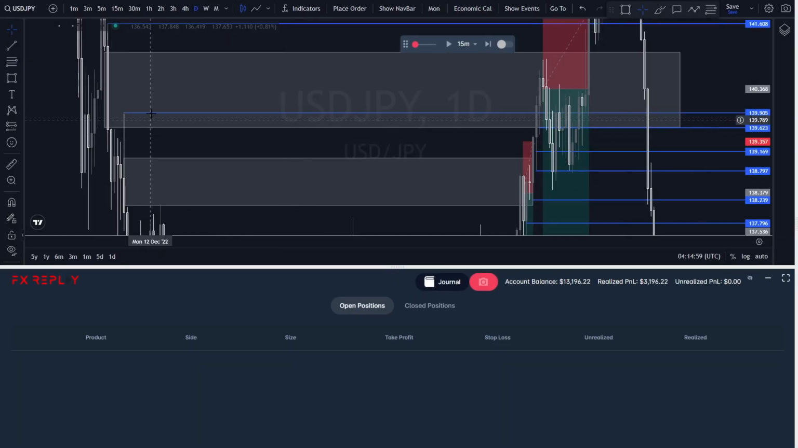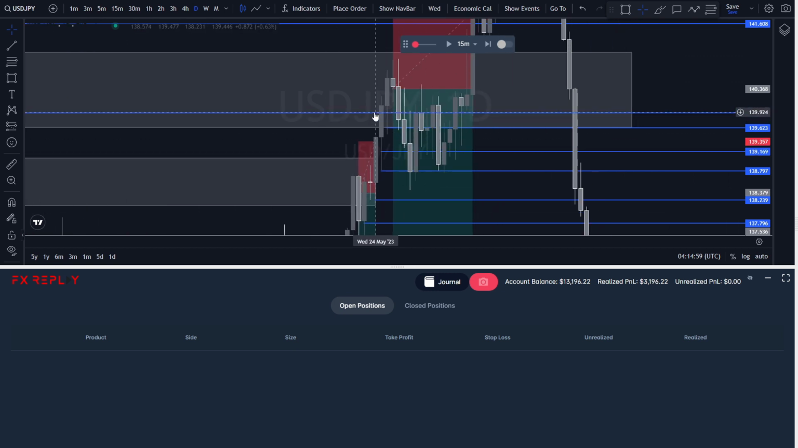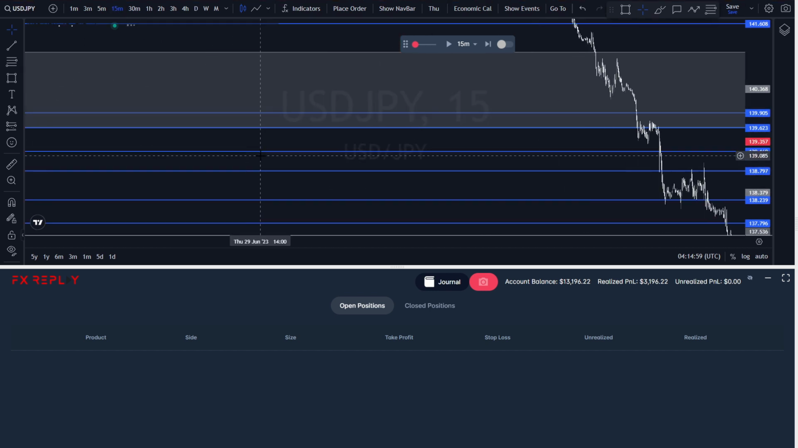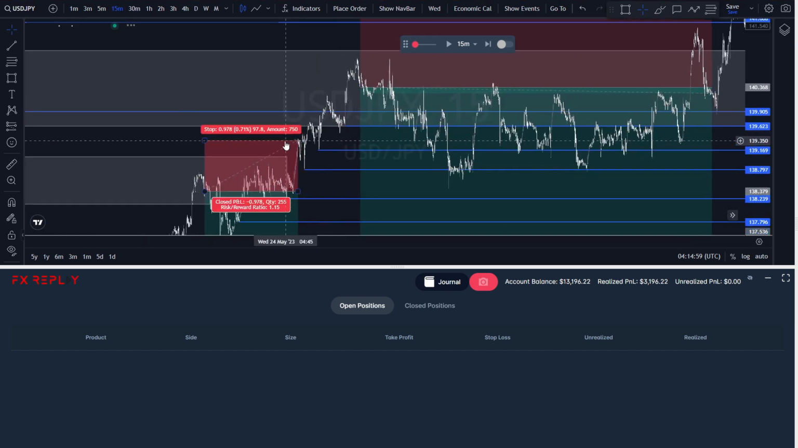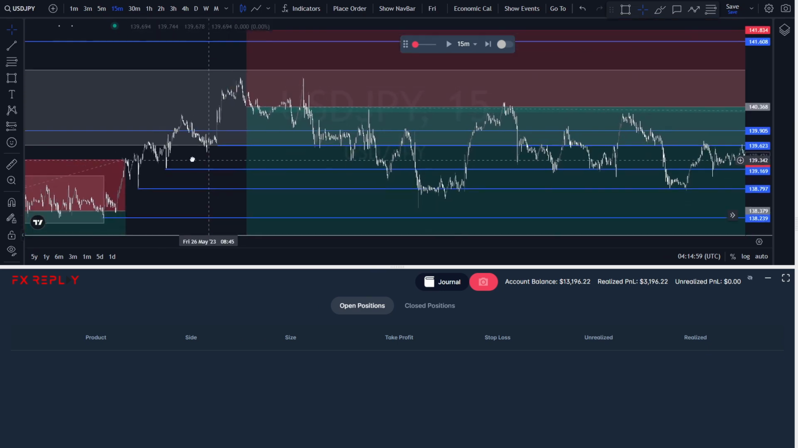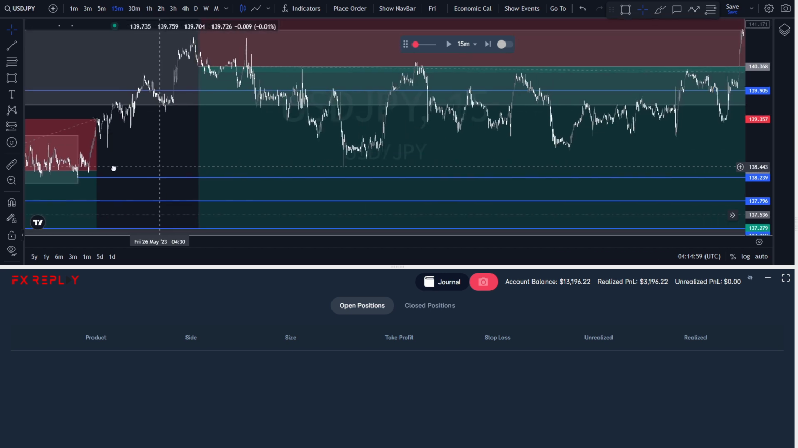Okay, so just like I said, I entered this trade off of this daily fair value gap, this area of liquidity that got taken out, and off of a break of structure. And as you can see, take profits were previous areas of liquidity. So right here, right here, right here, those 3 were hit. My other 3 take profits were not hit.